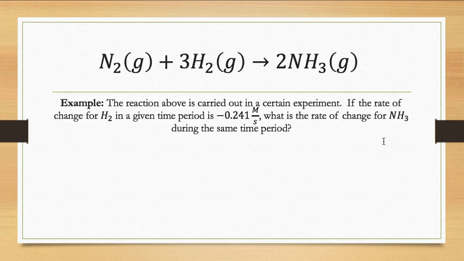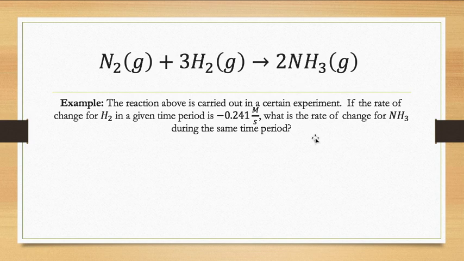Now, in the actual example here, we've got nitrogen gas reacting with 3 hydrogen gas molecules to produce 2 ammonia molecules. So a sample problem that you might have to do is, the reaction above is carried out in a certain experiment. If the rate of change for H2 is -0.241 molarity per second, what is the rate of change for NH3, the product, during the same time period?